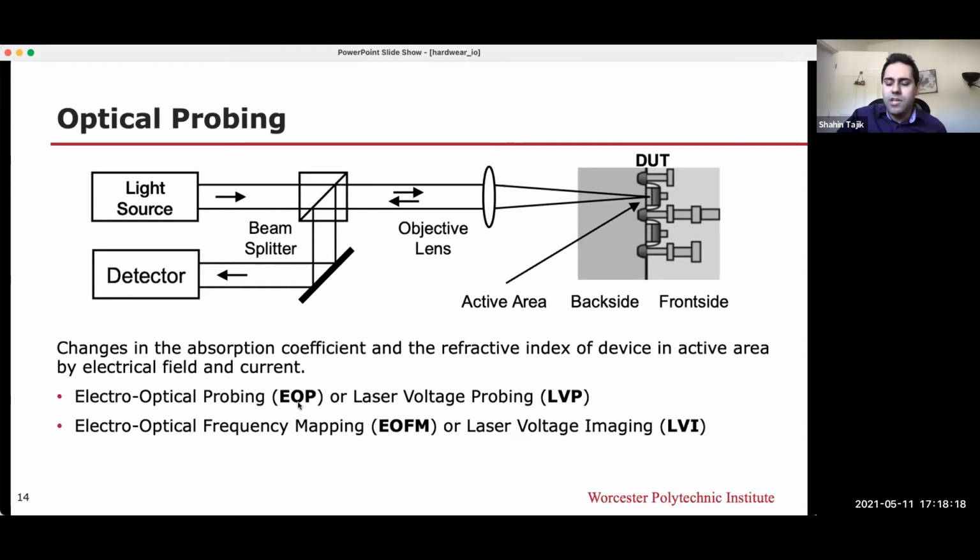This technique is called EOP, electro-optical probing or laser voltage probing. But we also have more advanced techniques. If your laser scans an area on the chip, you can look at the detector for a specific frequency, and then you localize all gates or nodes which are switching with that specific frequency, for example a clock frequency. This is called EOFM, or electro-optical frequency mapping. In failure analysis it is also called laser voltage imaging. So both are basically the same technique.